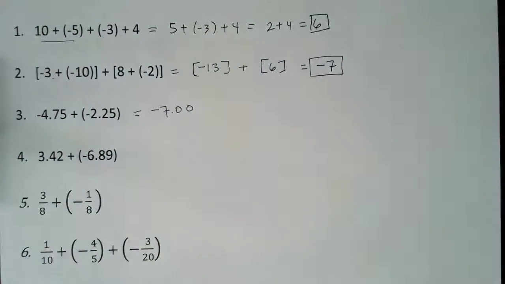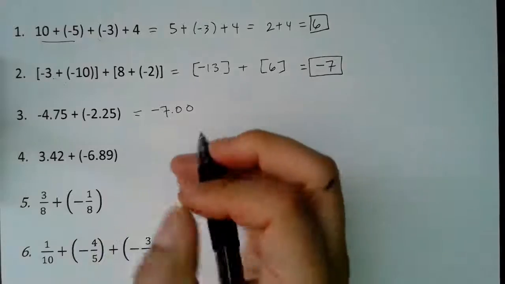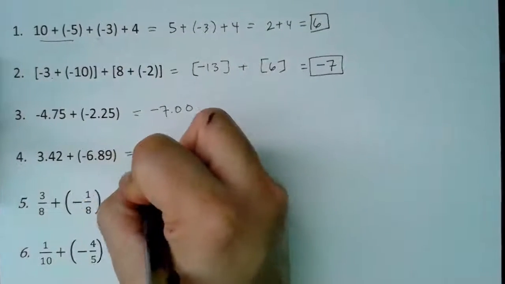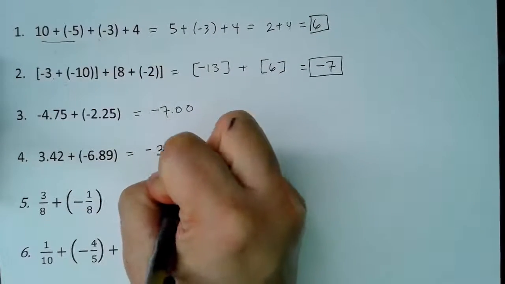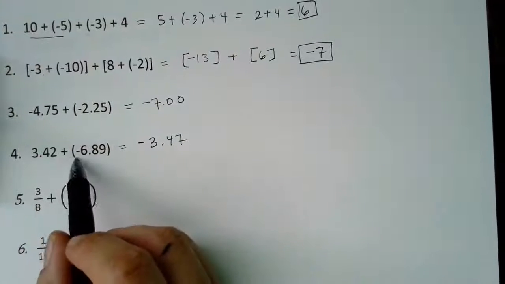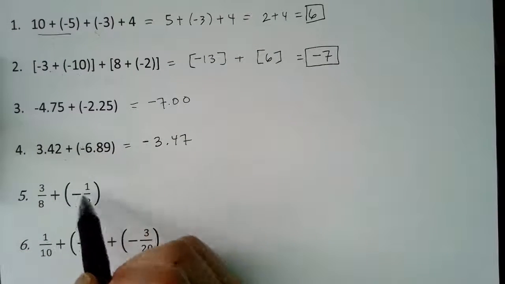And then here we have 3.42 plus a negative 6.89, that's the same as saying 3.42 minus 6.89, that's the same thing. The difference between these two numbers is 3.47, but it's negative, because the larger one is negative. So then same thing here.